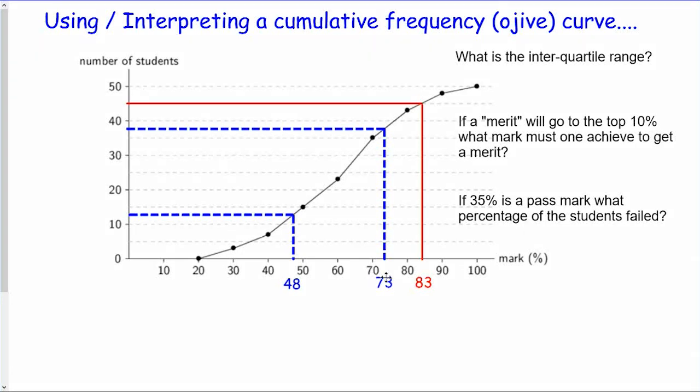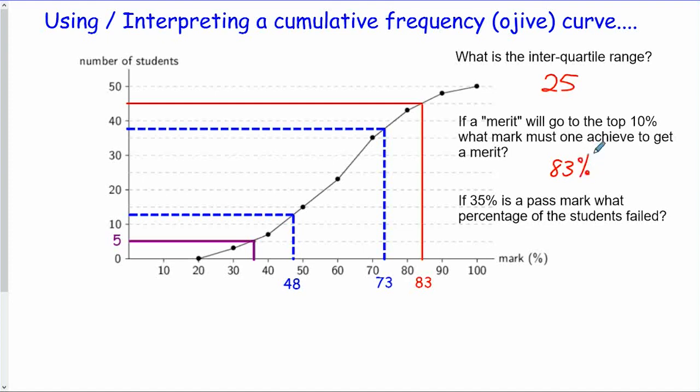So let's just have a look. 35%. Now I'm looking over here at 35%, and we see that we get about 5. So to answer these questions then, the interquartile range will be 73 minus 45, which is about 25. If a merit mark will go to the top 10%, remember the top 10% are the last 5 pupils, those there, we read off about 83%.